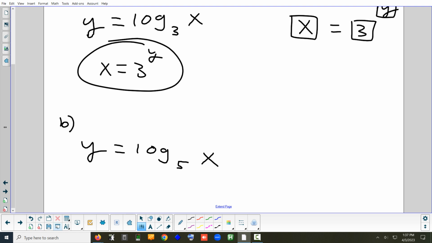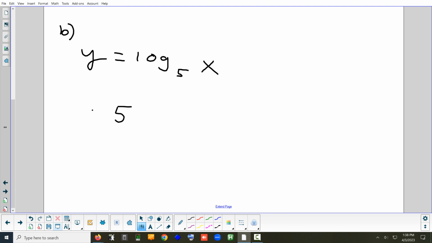Alex, can you tell me, first of all, how you would read that? Y equals log base 5 of x. Y equals log base 5 of x. And he basically just said it. But Tony, what's my base there? 5. So 5 is going to be my base.